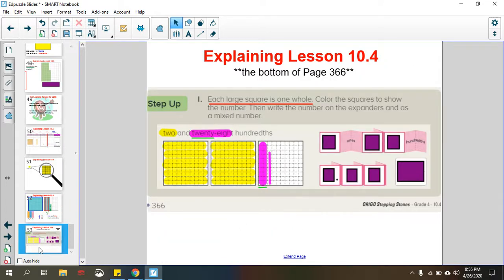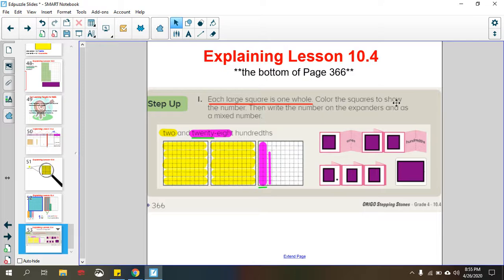So if you've not done so, we are going to be down at the bottom of page 366 working together, because this is really going to help explain what you're doing on the next page when it's time for you to do it on your own. Okay, so our step up number 1 here says each large square is 1 whole, just like it was on our last slide. We know every big square is worth 1 whole.